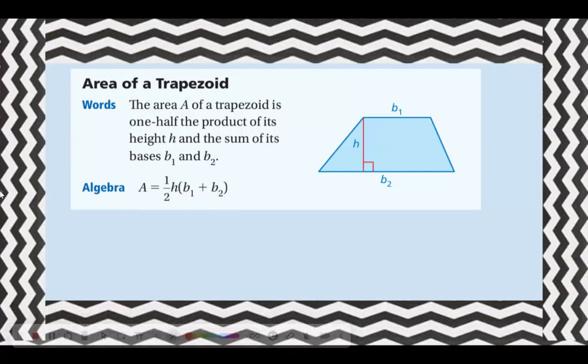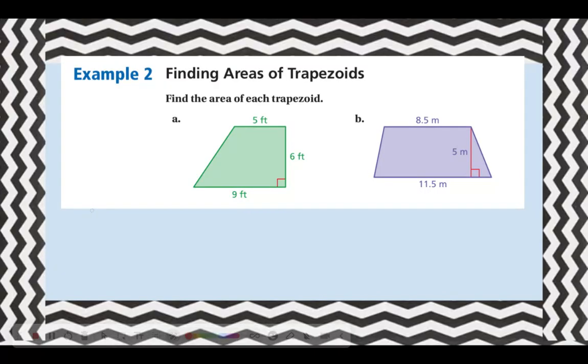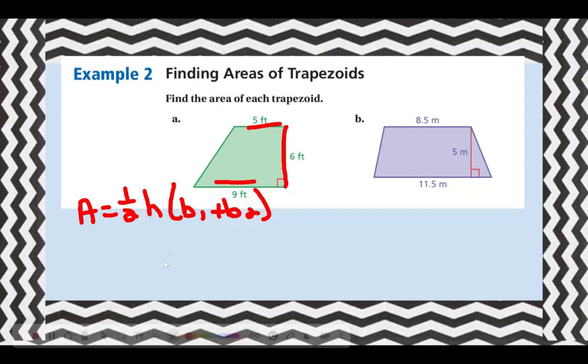And let me show you how this works. I see a trapezoid. I write the formula down. 1/2 times height, base 1 plus base 2. It doesn't matter what you call base 1 and base 2. I see the height line here, makes the 90-degree angle, is 6. 9 and 5 are my bases, those are my parallel sides. So 1/2 times 6, and then in parentheses we have 5 plus 9. So now you just have an order of operations problem.